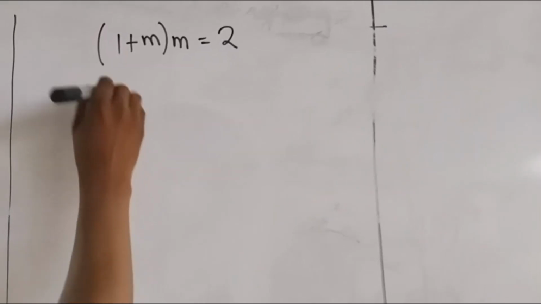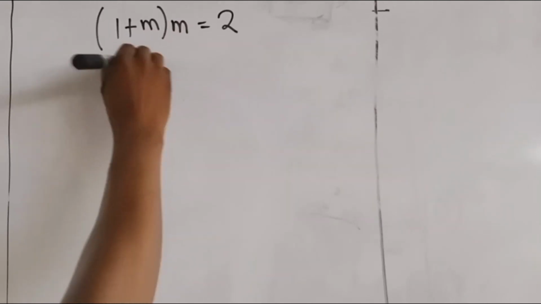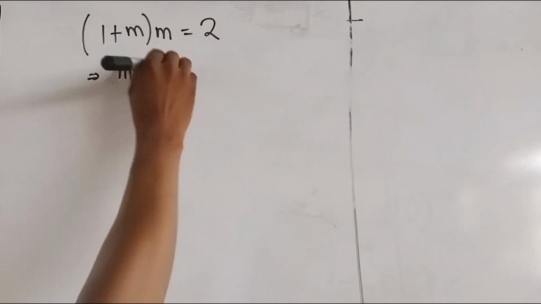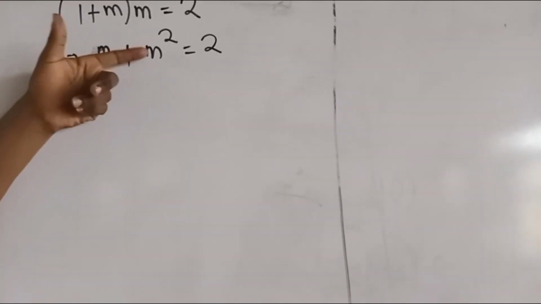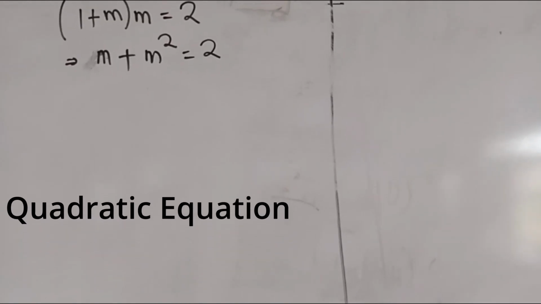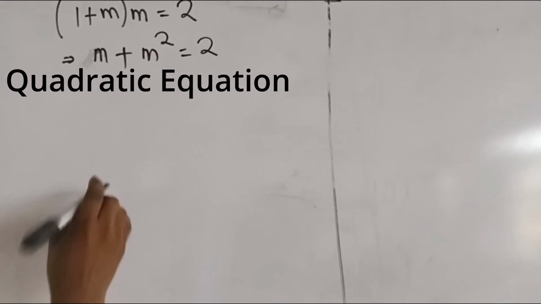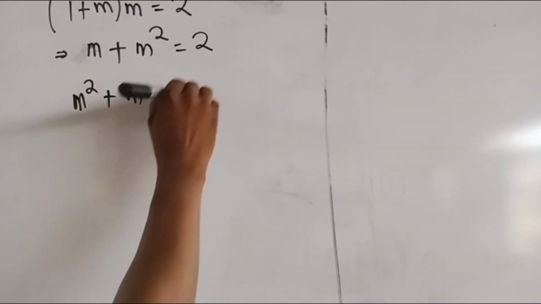So let's open the bracket. That gives us 1 times m is m, plus m times m is m squared, equals 2. So I'm having a square and an m in the expression. That means it's leading us to a quadratic equation. So let's arrange this in quadratic form. So I'm having m squared plus m minus 2 equals 0.